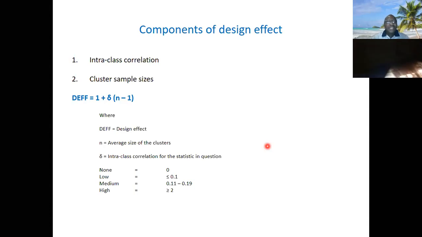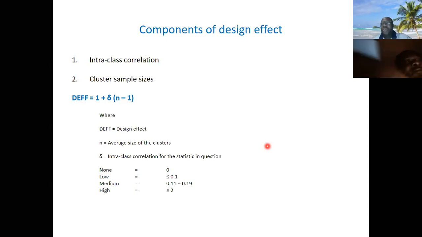So DEFF is the design effect. The n is the average cluster size. You have many clusters, but what is the average size? Now, delta is the intra-class correlation for the statistic in question. If there's no correlation, it is 0. You know that correlation is between 0 and 1.